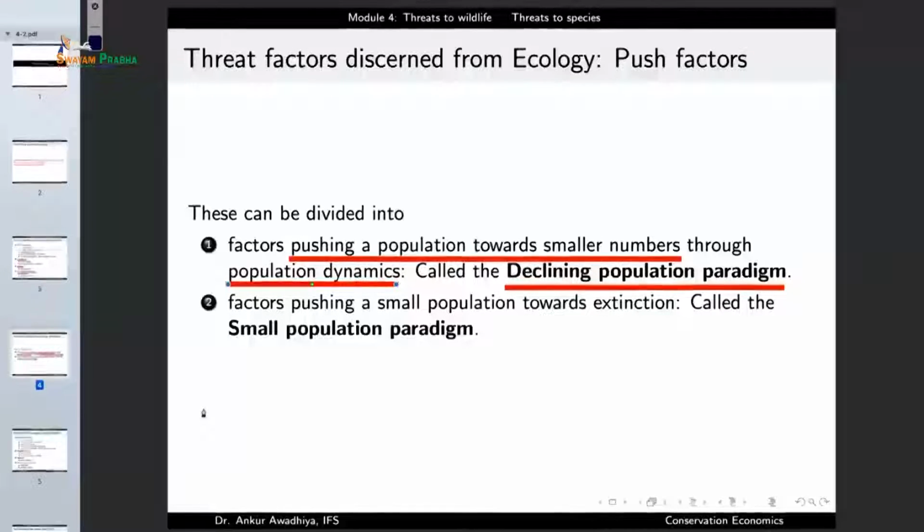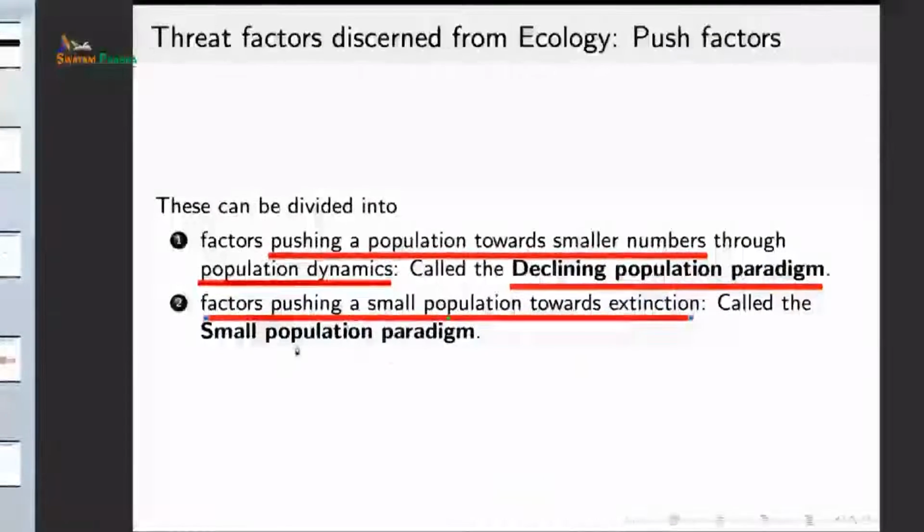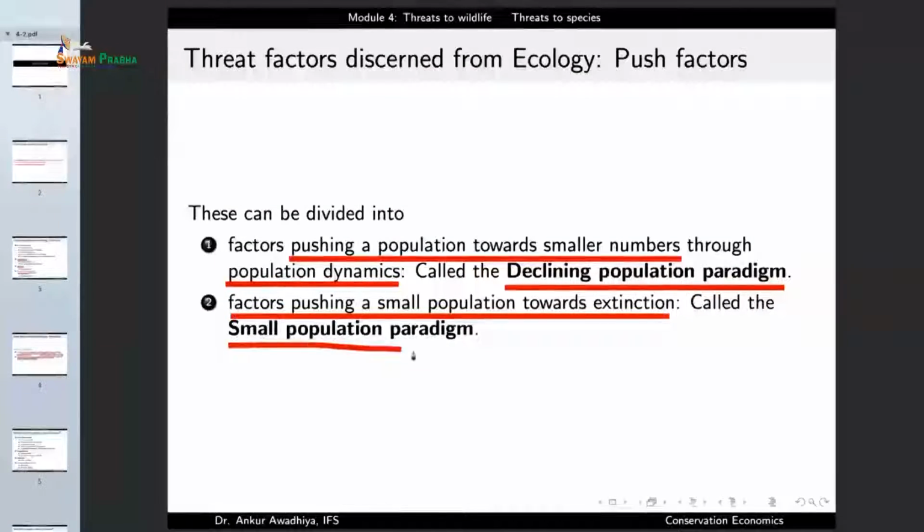On the other hand, we also have the small population paradigm, which occurs due to factors that push a small population towards extinction. So in the case of the declining population paradigm, you have a large population, and the declining population paradigm is converting a large population to a smaller population. Whereas in the case of the small population paradigm, we are talking about a small population that is now being eliminated. So the small population paradigm comprises factors that push a small population towards extinction.